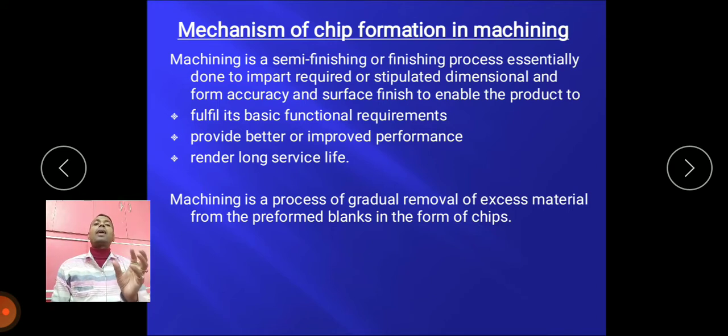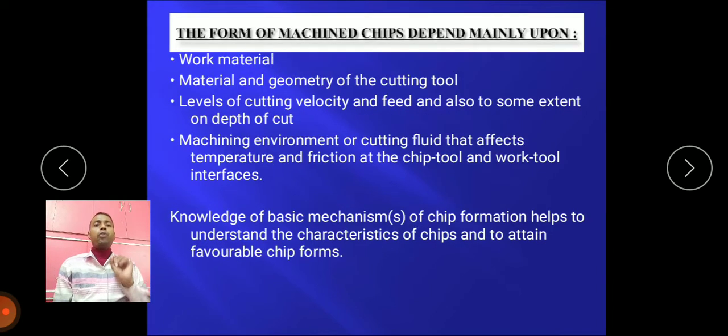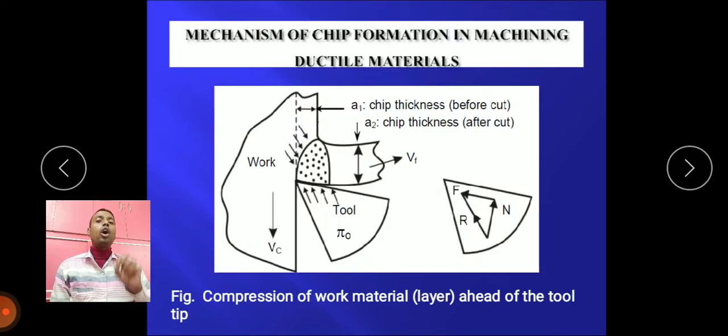So what is chip? Chip is actually the unwanted material coming from the preformed blank. The form of machining chip depends mainly upon work material, geometry of the cutting tool, and level of cutting velocity and feed, and also to some extent on depth of cut and machining environment or cutting fluid that affects temperature and friction at the chip-tool and work-tool interface. So knowledge of the basic mechanism of chip formation helps to understand the characteristics of chip and to attain a favorable chip form.